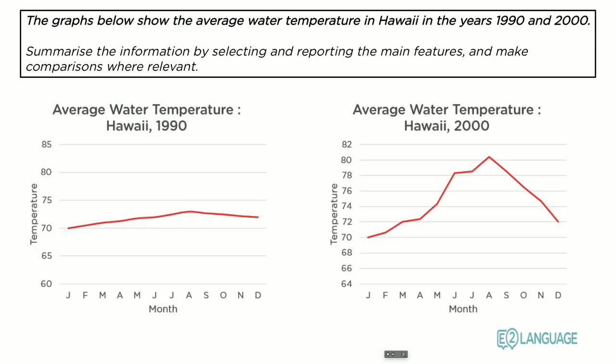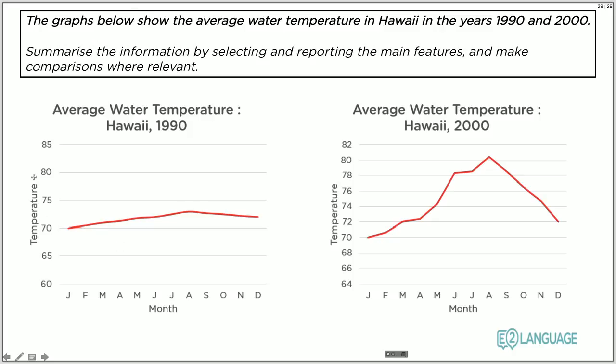Alright? Let's start by reading the description, that first sentence in the box. It says, the graphs below show the average water temperature in Hawaii in the years 1990 and 2000. All right, that's pretty straightforward, I get it. So let's look at this one on the left in 1990. Let's have a think about this.